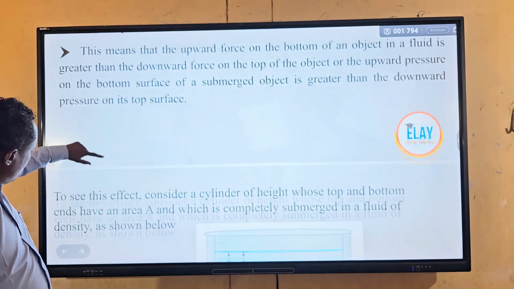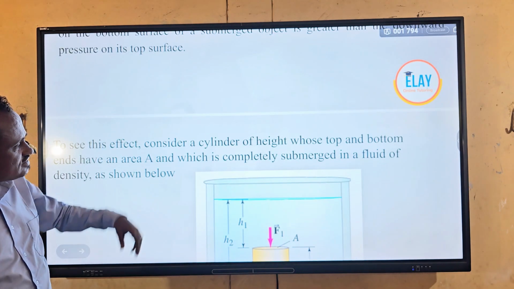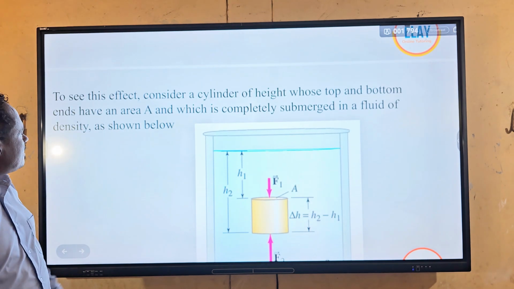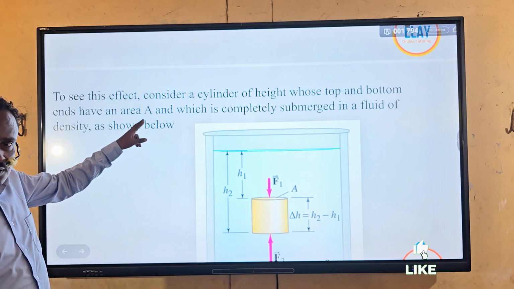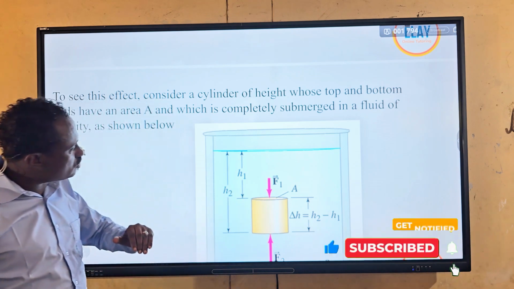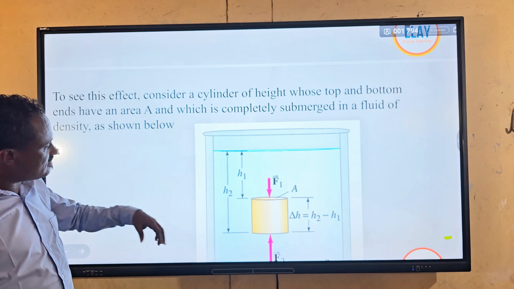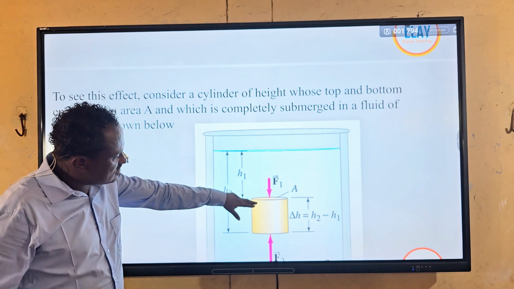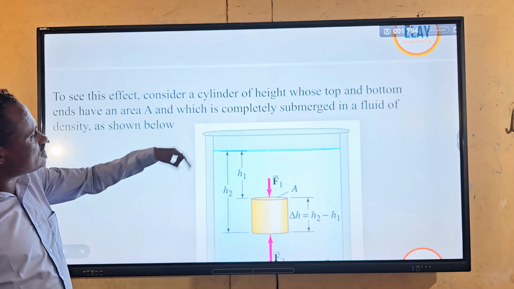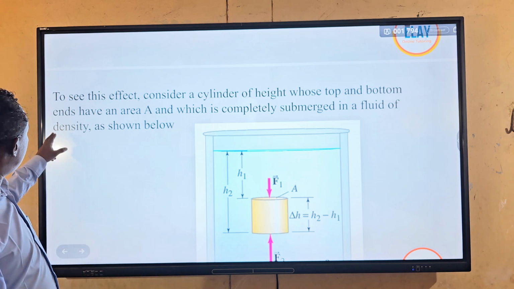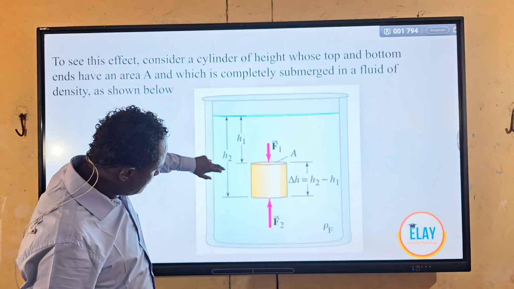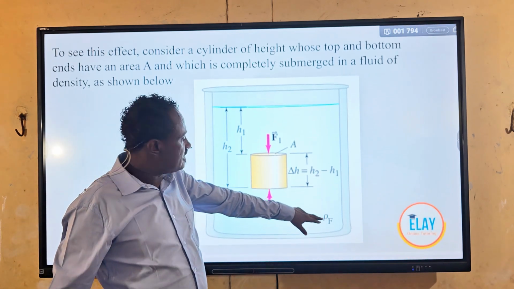Now, to see these effects, consider a cylinder of height h whose top and bottom ends have an area A, which means the cross-sectional area of the top and the bottom surface of the cylinder is the same. It is completely submerged in a fluid of density rho, as shown here. This is the density of the fluid.